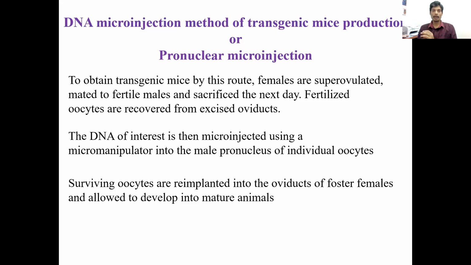And let us see what happened. Of course, the micro injection we have already covered. Maybe you can see it once again. To obtain the transgenic mice by this route, females are super ovulated, mated to fertile males, and sacrificed the next day. Fertilized oocytes are recovered from excised oviducts.